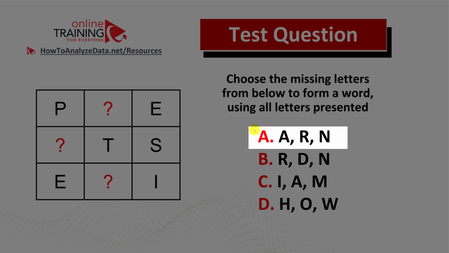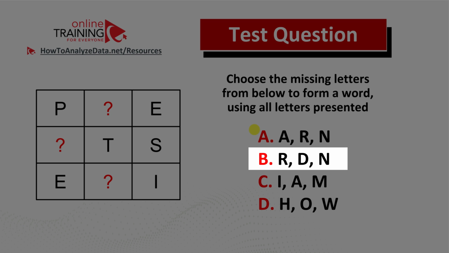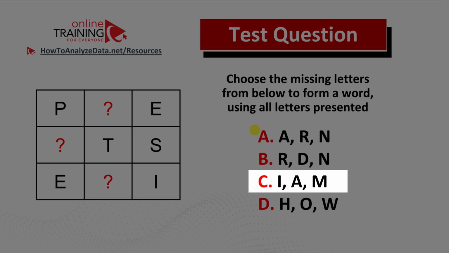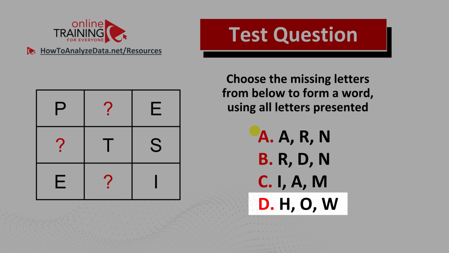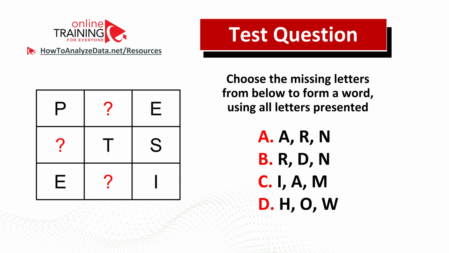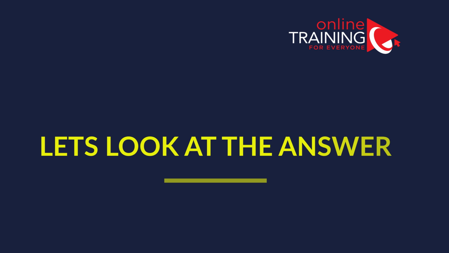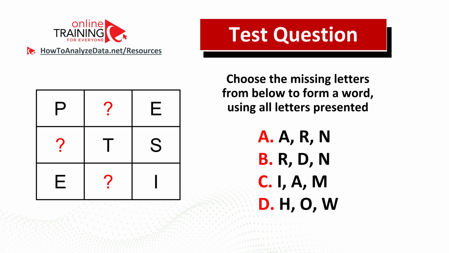Choice A, ARN. Choice B, RDN. Choice C, IAM. And choice D, HOW. Do you think you know the answer? Now might be a good time to pause this video to see if you can come up with the solution on your own. Did you figure out the solution? Let's continue to see how we can solve this challenge and get to the correct solution together.